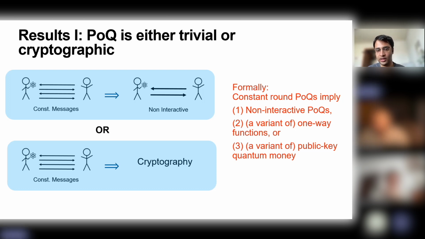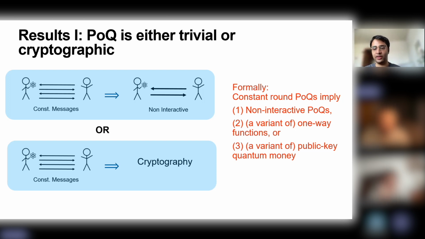I will not get too much into the technical details of how we show this. I would encourage you to look at the paper. It's not a very long proof at all. But really, what I want to use this result as is a jumping off point. How can we now start to capture this interactive quantum advantage?